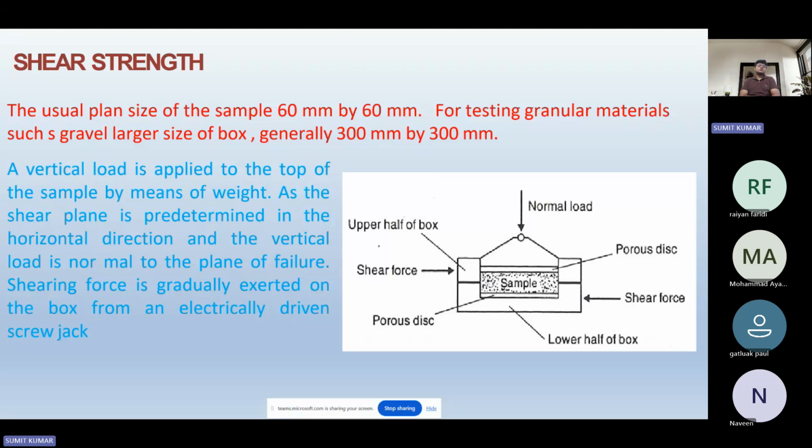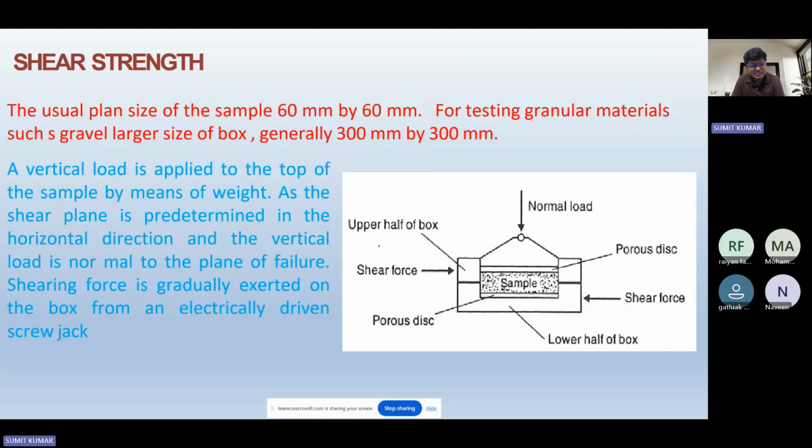Okay, so the usual plan size of the sample is 60 mm into 60 mm for testing granular materials such as gravel. A large size box, generally 300 mm into 300 mm, is also there, but that is not the normal case. 60 mm by 60 mm is the standard case which is available in most of the geotechnical engineering labs.